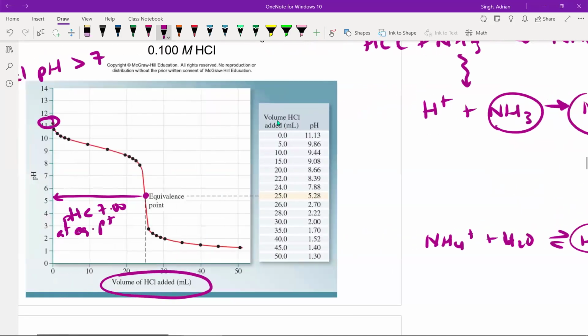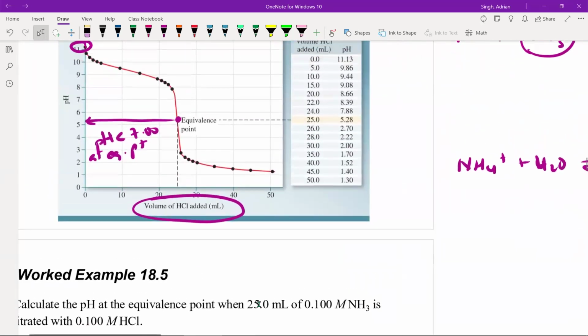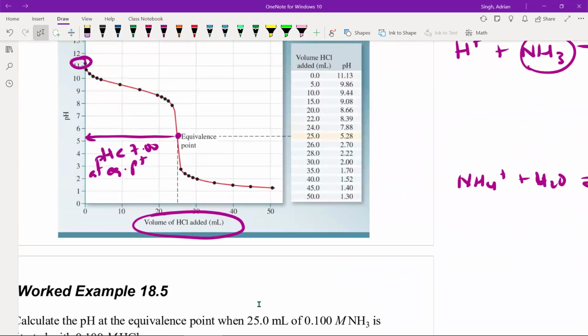Now, you will notice here we're starting off with the ammonia in our flask, and we're titrating it with the HCl from the burette. The volume of the HCl added is on the x-axis. That's because ammonia has a tendency to vaporize. It's very volatile, so it's best to use it in the flask rather than in the burette. This is going to be very analogous to the titration of a weak acid with a strong base.